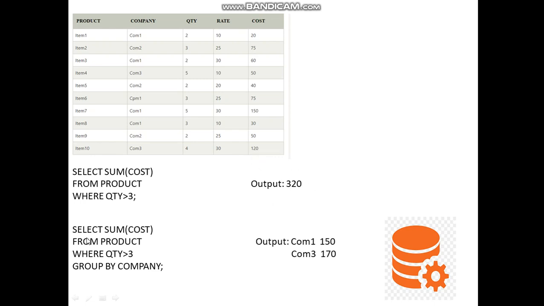Next we are writing select sum of cost from product where quantity is greater than 3, group by company. So group by company, group by means it is going to give me company wise detail, okay? So it is going to group by company, it will give me group company wise the sum, okay? So company 1 150 and company 3 170. Clear?